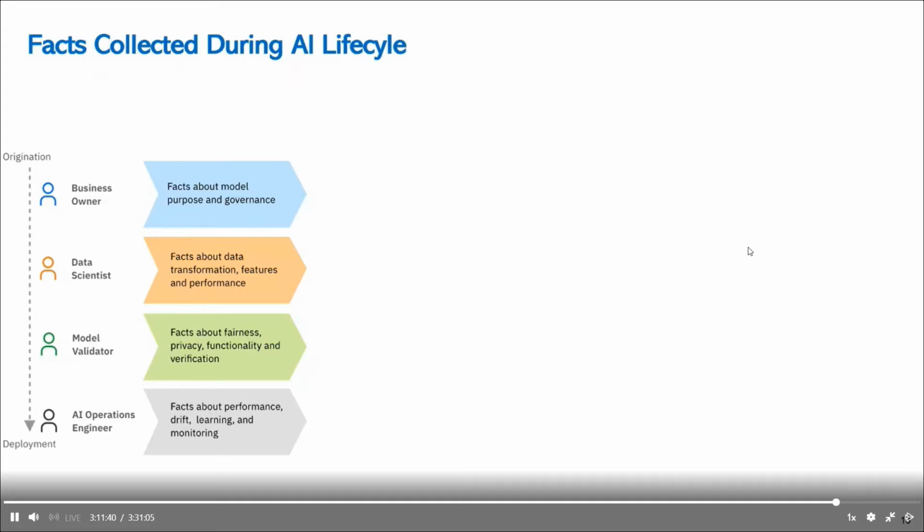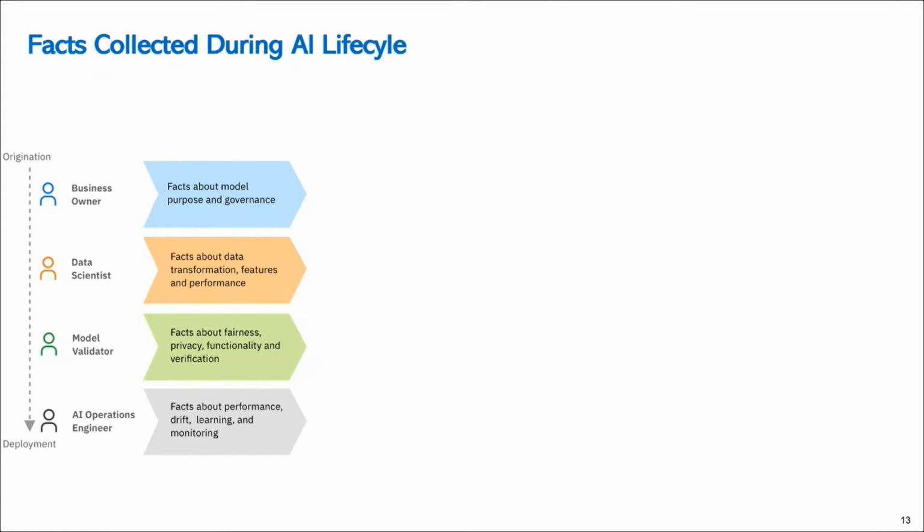Sort of ascertain what the risk will be to the enterprise. And then finally, if the model is deployed, there's an operations engineer who's going to monitor the model with something like OpenScale, which we'll hear about shortly, and be able to detect when something is going bad or not. So each of these people have facts about what they've done. Even the business owner who's not technical has facts about what this model's purpose was and maybe what kind of rules need to be applied during the development of the process.